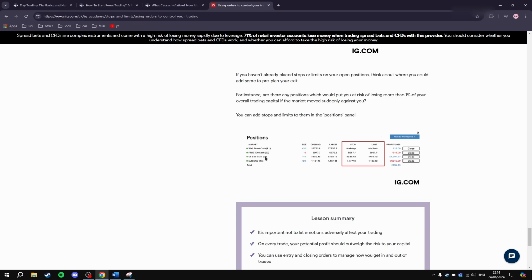Wall Street cash, FTSE 100 cash, US 500 cash, Euro USD mini. Size 20, -5, +19, +20, opening, latest. So this is your opening entry price. This is the current market price, your stop and your limit and your profit loss here.